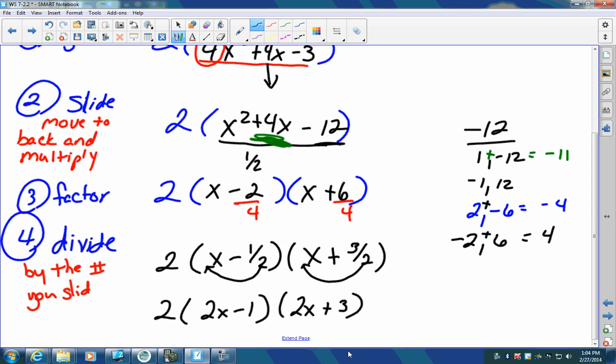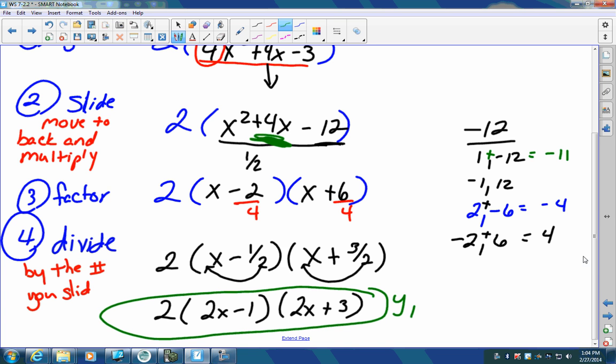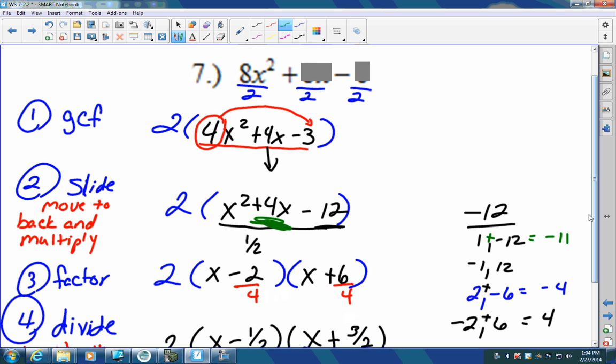We have now factored. To check this, you could put this into y1, and what we started with up there into y2. And you press second graph, and how do you know if you're right? All of y1 and y2 are the same, right?